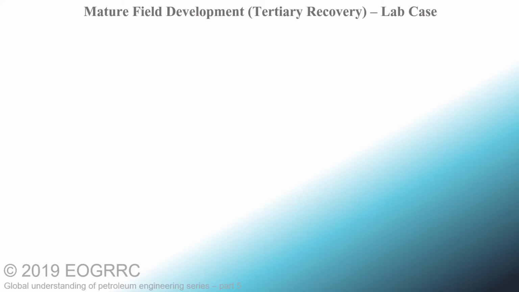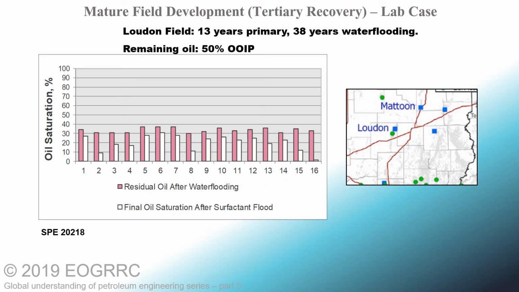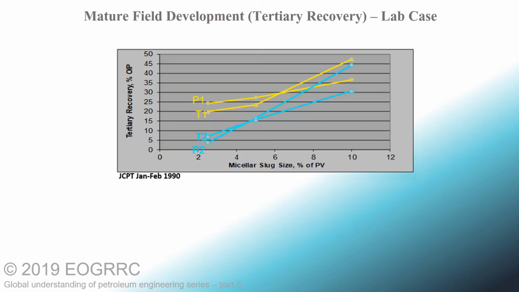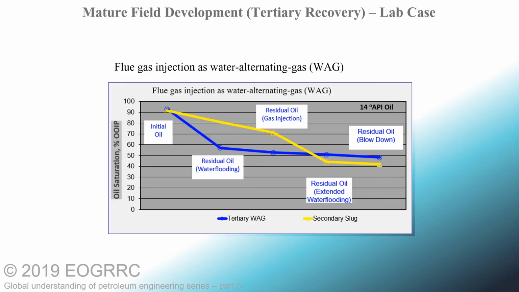In the case of the Loudoun Field in Illinois, in the USA, after 38 years of water flooding, we can clearly see that surfactant flooding helped reduce the oil saturation by 5% to 20%. This is the lab study case, where 4 different chemical compositions were tested. Based on the slug sizes, the results varied significantly. We must consider the chemical concentration and also final recovery results in order to optimize the process.